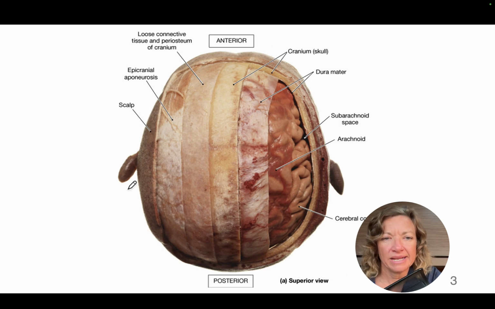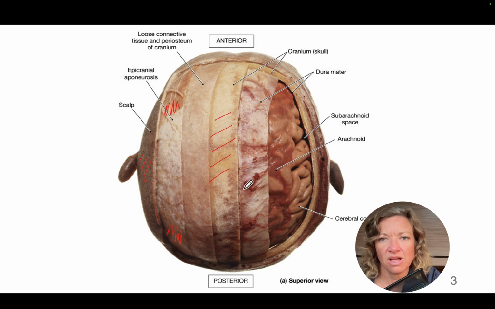Now, in this cutaway superior view of the cadaveric head, we can see all of the layers that lead us down to brain. So working our way from superficial at the scalp on the left here, we have the epicranial aponeurosis, that tough, fibrous connective sheath that links musculature anteriorly and posteriorly and sits over the skull. And then there's a loose connective tissue layer and periosteum that lies over the bony skull itself.